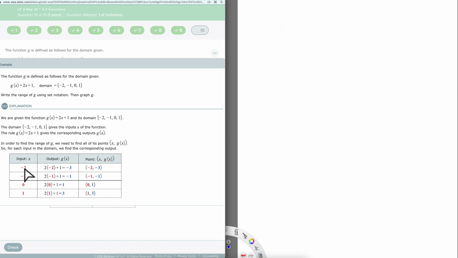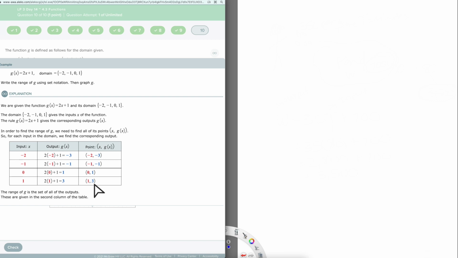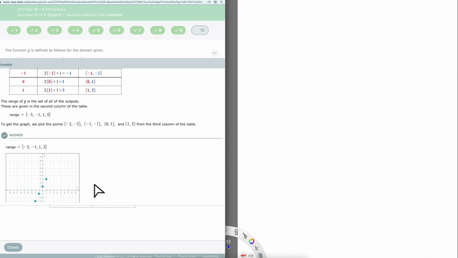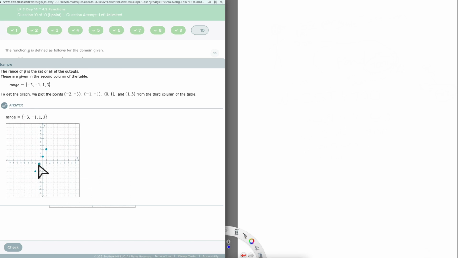If x is -2, then g of x is -3 because they had g of x instead of the one that we have. So -2, -3, -1, they got -1 again. 0, and they got 1. So they're doing an input-output, and then they're creating coordinates for this because that's what these are. They're coordinates. We just haven't graphed them yet. So then they go through and they start graphing them. And the range is just all the outputs that you had. And what set notation means, it's in these little kind of fancy brackets.